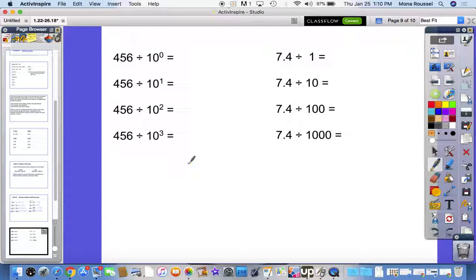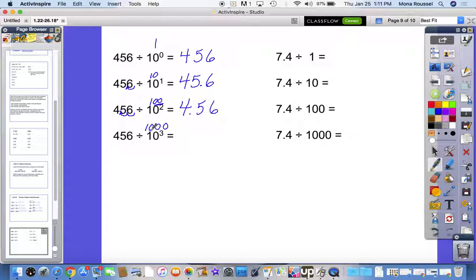Here we have a couple more examples. Again, 10 to the power of 0 would be the same as 1. So 456 divided by 1 is 456. 10 to the power of 1 is the same thing as 10, which represents one place value column, so we move the decimal to the left one time. So the answer would be 45 and 6/10. 10 to the power of 2 represents 100. That's 2 place value columns. So we move the decimal 2 times to the left. The decimal is now between the 4 and the 5, so it's 4 and 56 hundredths.